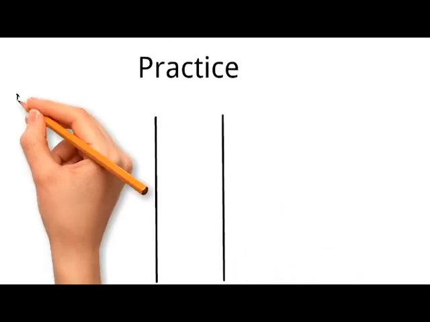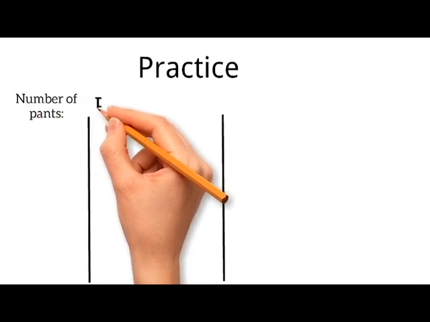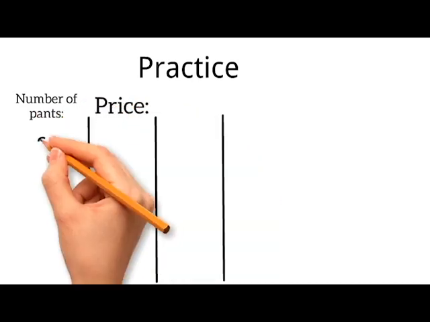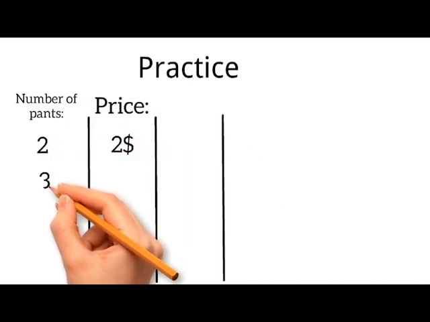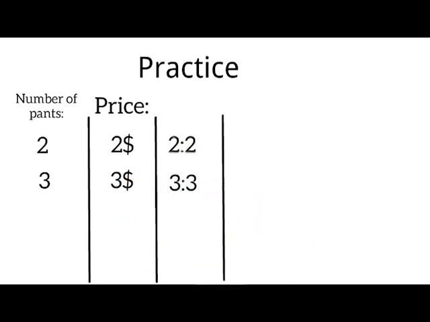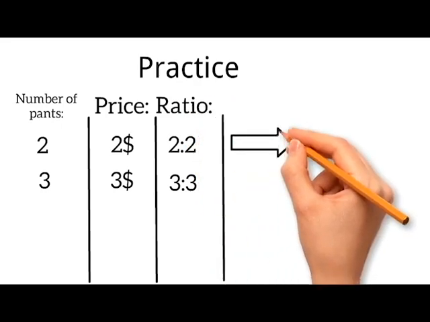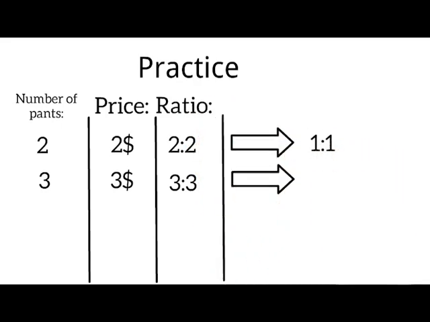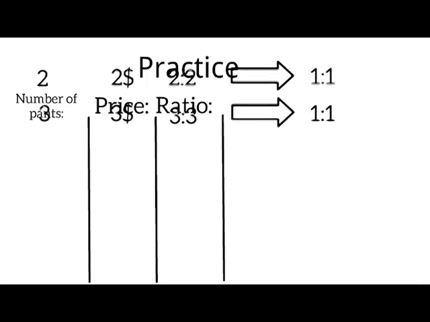Let's solve another example. Let's say 2 pens cost $2 and 3 pens cost $3, which means they both increased and with the same ratio. The first one's ratio is 2 to 2, and the second one's ratio is 3 to 3, which means if you simplify both ratios, they could be simplified to 1 to 1.